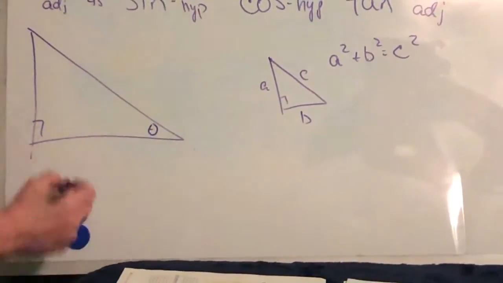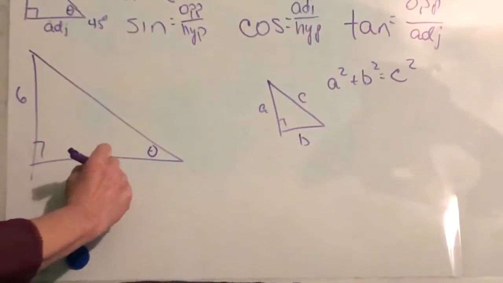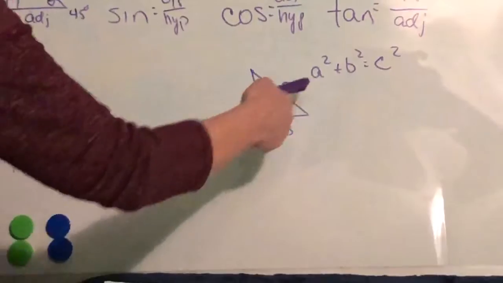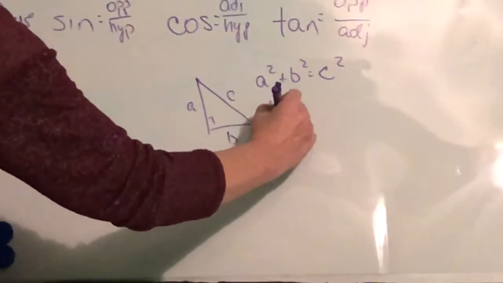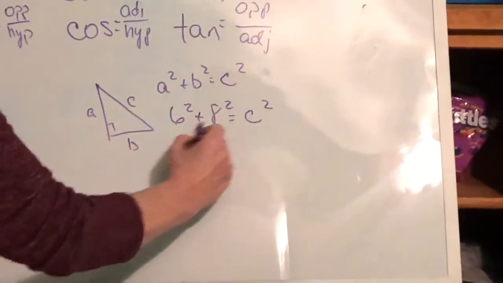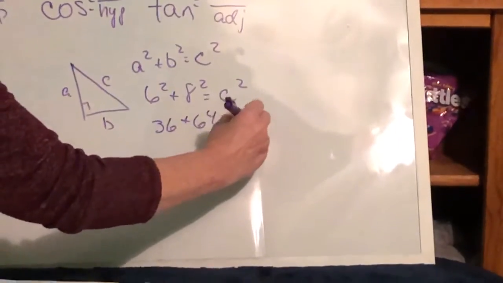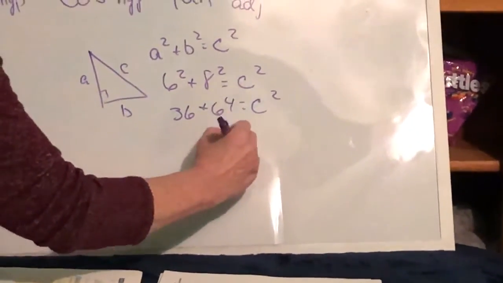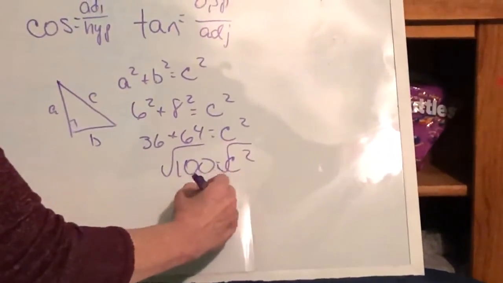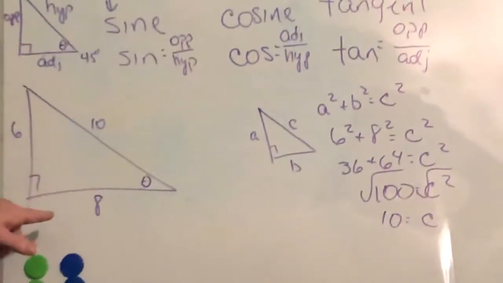If I am given that this side is 6 and this is 8, and I want to find the hypotenuse, of course I can say that 6 squared plus 8 squared is equal to c squared, or 36 plus 64 is c squared, which gives me 100 is c squared. Taking the square root of both sides, I find that c is 10.